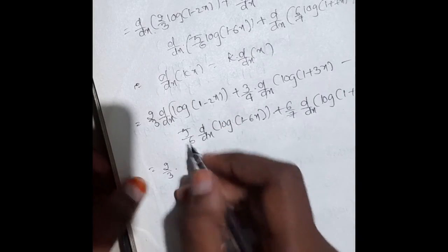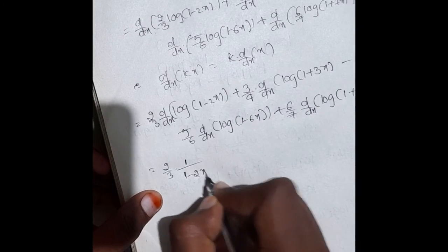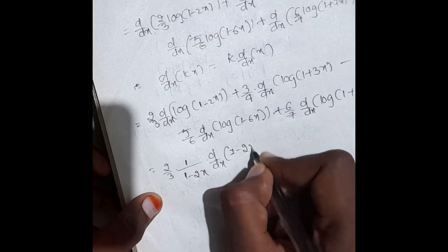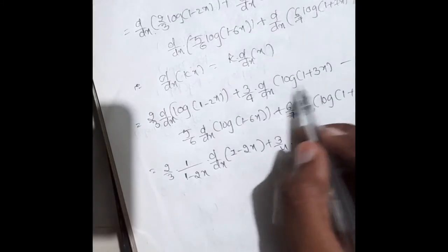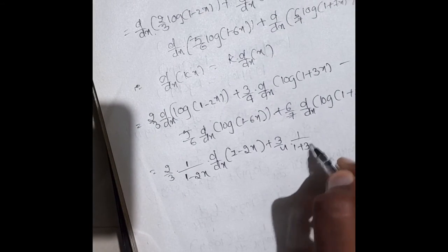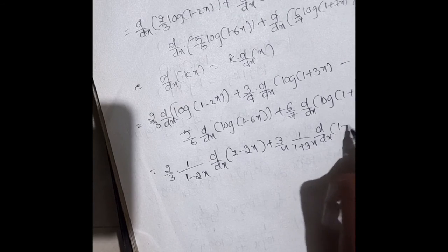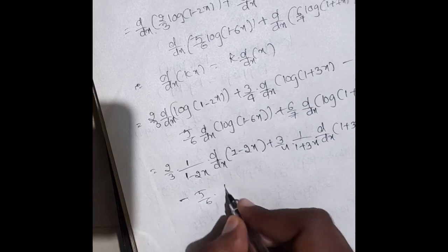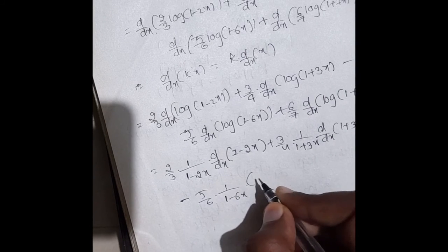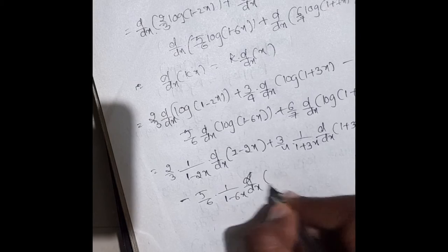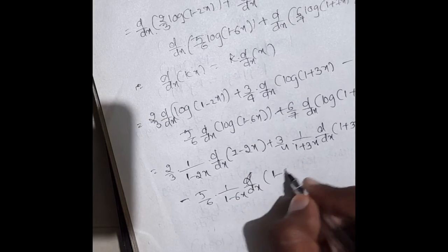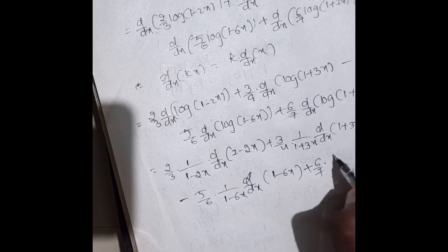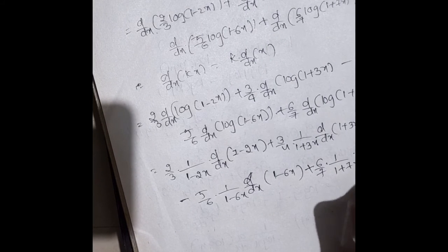Now 2 by 3, d by dx of log x is 1 by x, meaning 1 by (1 minus 2x). But we don't have just x here, so we have to differentiate it again. Plus 3 by 4. What is d by dx of log x? 1 by x. So 1 by (1 plus 3x), and again differentiate. Now minus 5 by 6. What is d by dx of log x? 1 by x. But we have to differentiate it again. Why? Because in the place of x we have 1 minus 6x or 1 minus 2x. So now 1 by (1 plus 7x), and we have to differentiate it again.